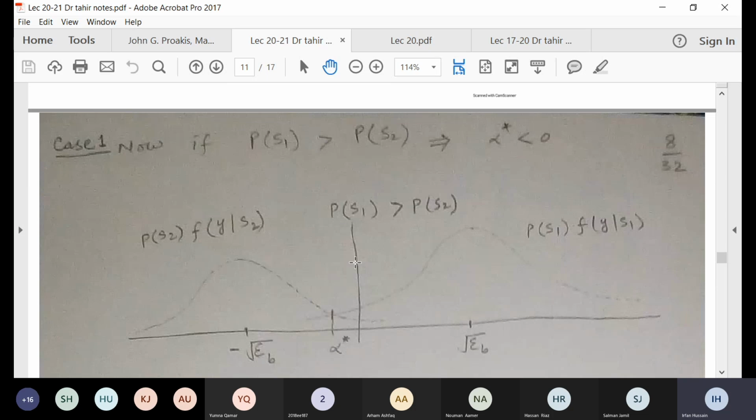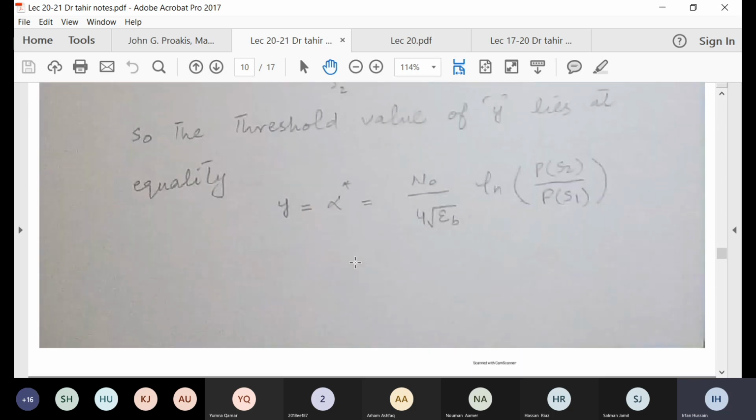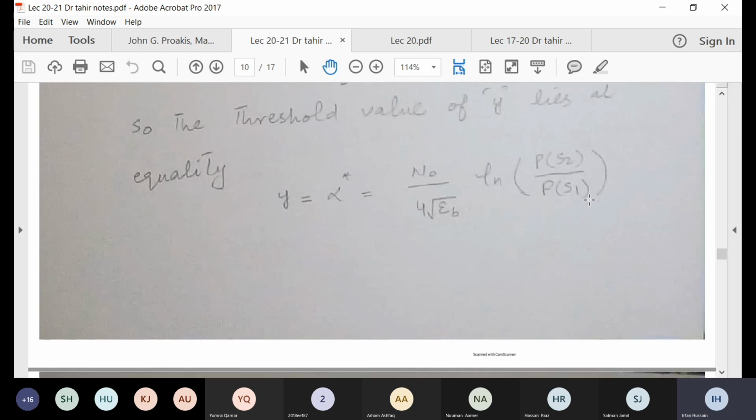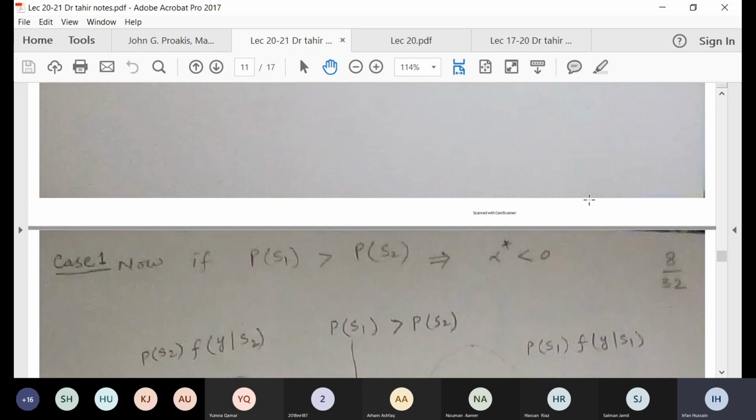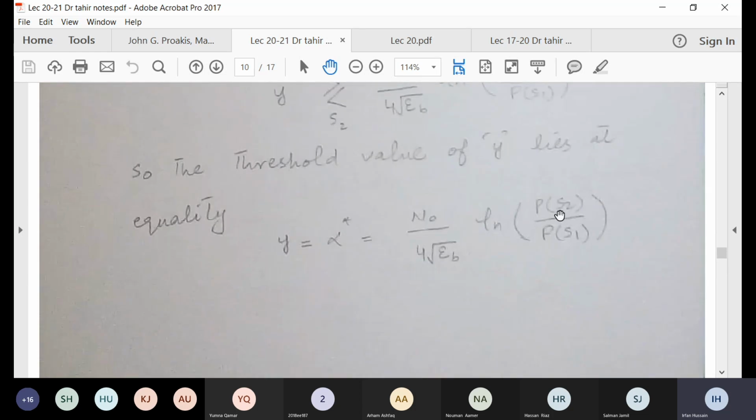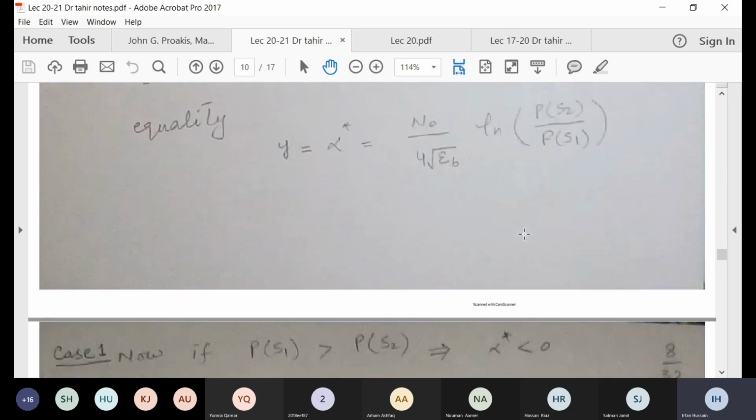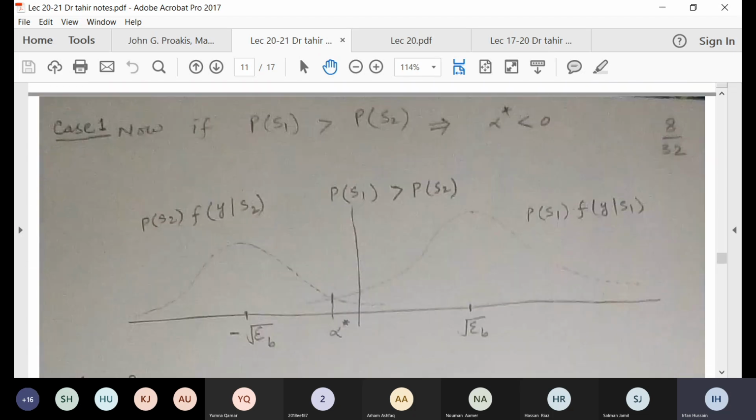Now here you can compare your thresholds for different values of PS1, because threshold is this one. If I say that PS1 is greater, in that case this is small, so overall it will be small, and log will become negative, hence your alpha will be negative, so your midpoint will come here. The reason is that this distribution is being multiplied by PS1, which is a larger number, so it will have greater height as compared to this Gaussian curve.